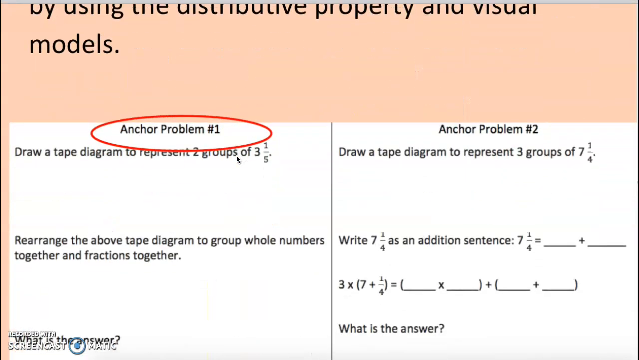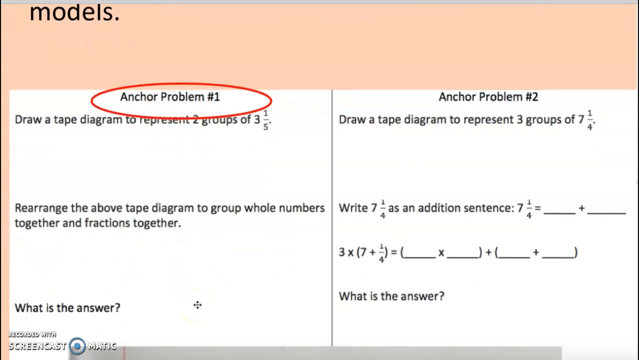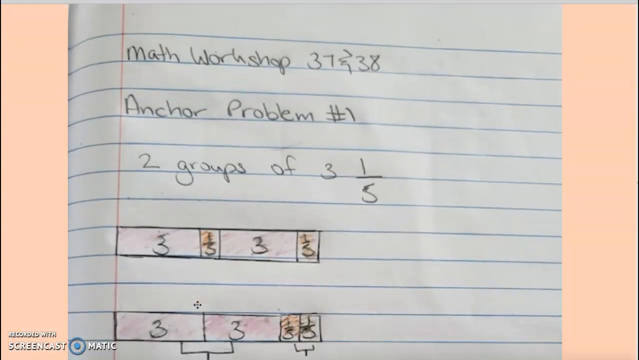Let's get into anchor problem number 1. Anchor problem number 1 says, draw a tape diagram to represent two groups of 3 and 1/5. Then it's asking us to rearrange the diagram to group whole numbers together and fractions together. So of course I did this in my notebook because I want you guys to be working in a notebook to show your thinking. All right, so two groups of 3 and 1/5.